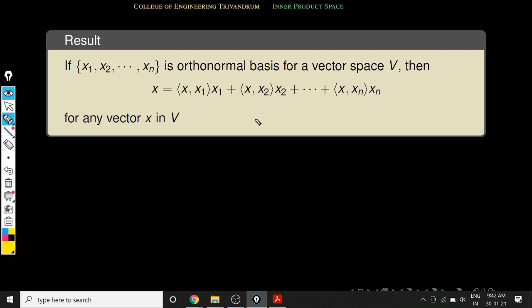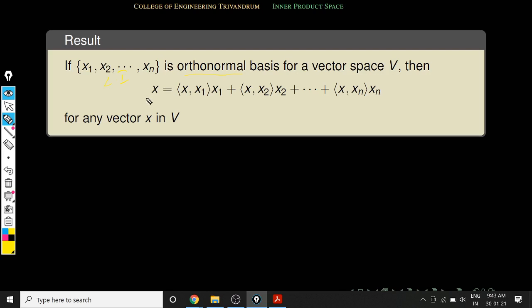Okay, this is another interesting result. If x1, x2, ..., xn is an orthonormal basis for a vector space V, then we can write x like this for any vector x in V. Already we know that if a set is orthonormal, then it is linearly independent, so naturally this set can span some vector space.